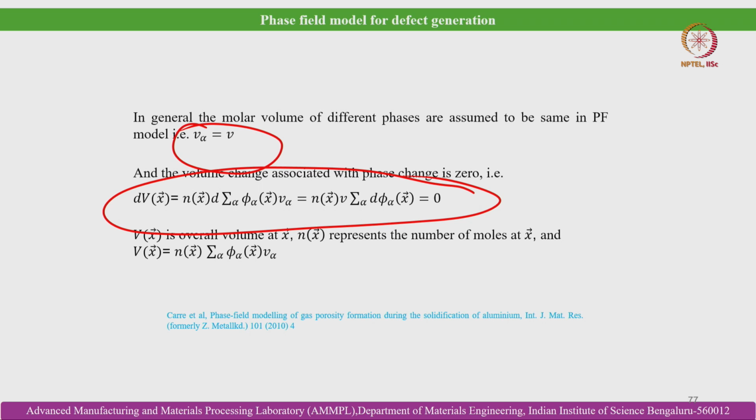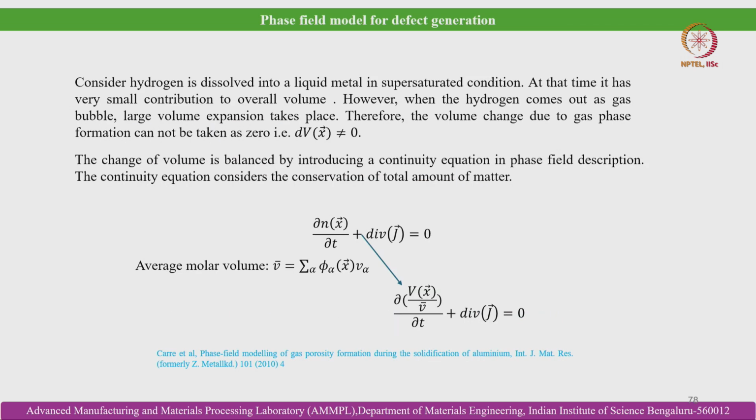So, V alpha is nothing but the molar volume. Consider that hydrogen is dissolved into a liquid metal in supersaturated condition. At that time it has very small contribution to overall volume. However, when the hydrogen comes out as gas bubble, large volume expansion takes place.